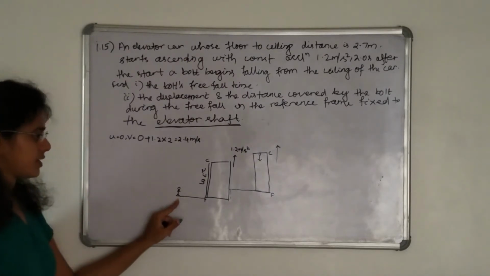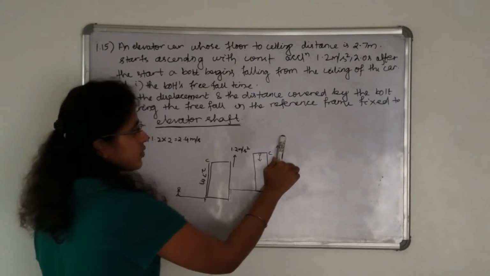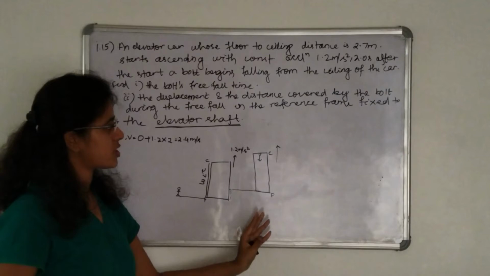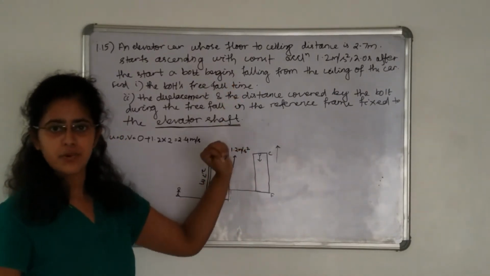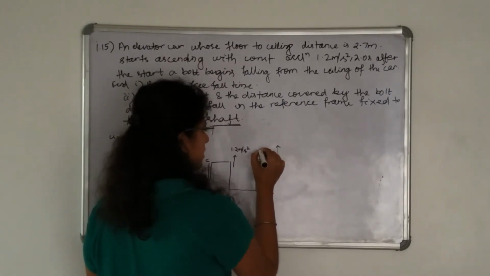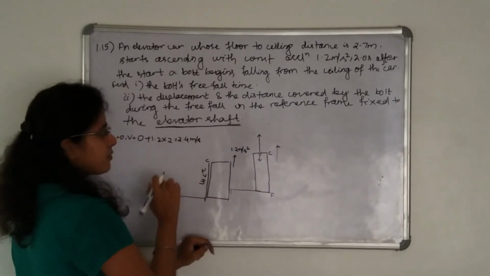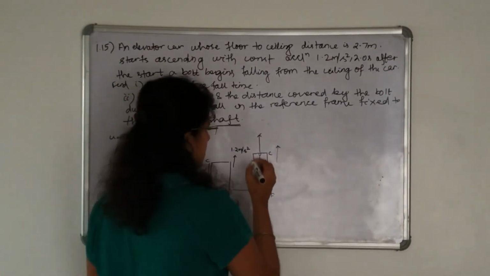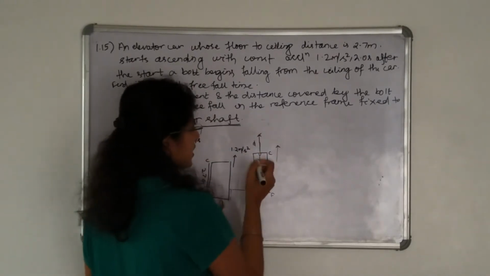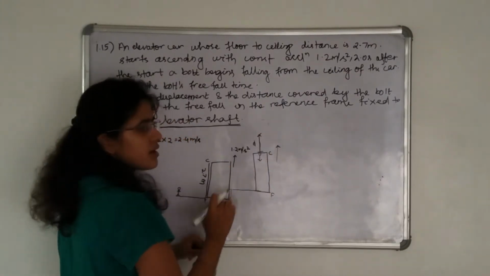So the initial velocity of the particle is 0. But for me, as I am in the earth frame, as the elevator is going in this direction with velocity 2.4 meter per second, this bolt also started moving in this direction with velocity 2.4 meter per second. Let us take, after covering d distance, its velocity is 0. So this distance is d, and after covering this distance, its velocity comes to 0.